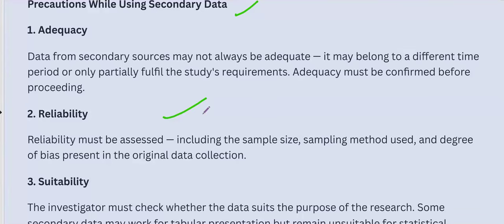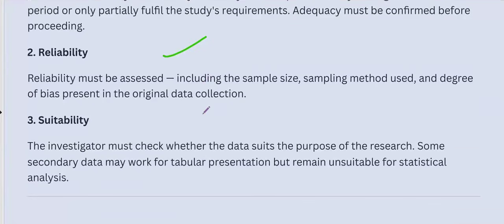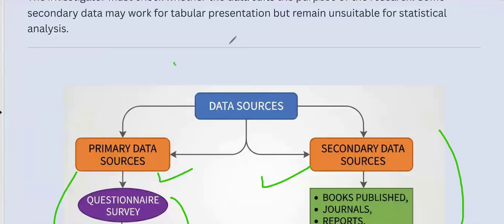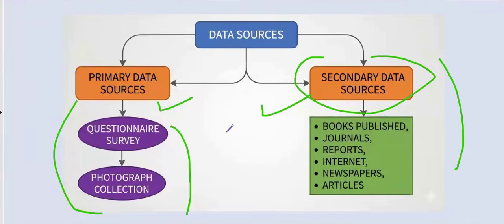And the degree of bias present in the original data collection should be known to you. And is the data that you are collecting suitable for your method or not? If you want a comparative analysis between two societies, is the data in tabular format or not, can you use it for the comparison or not? So suitability is also something you need to consider before using secondary data sources.